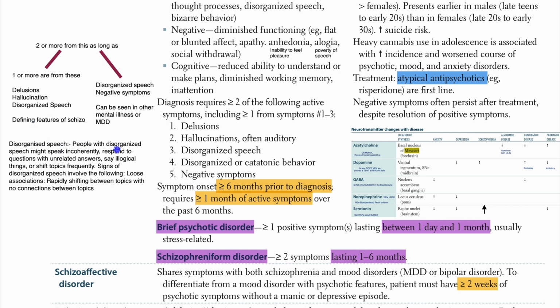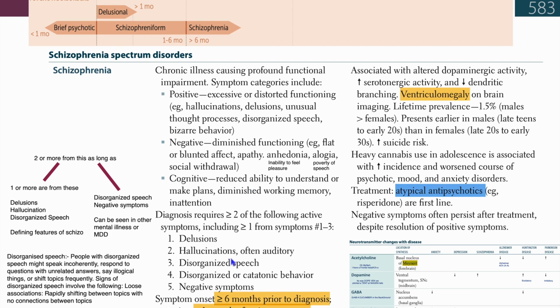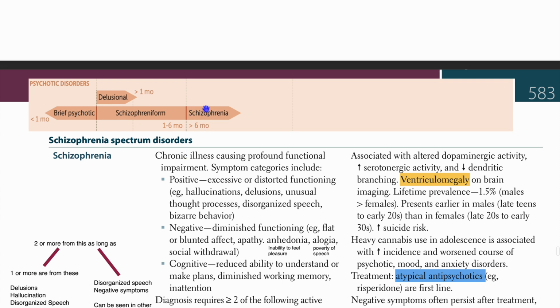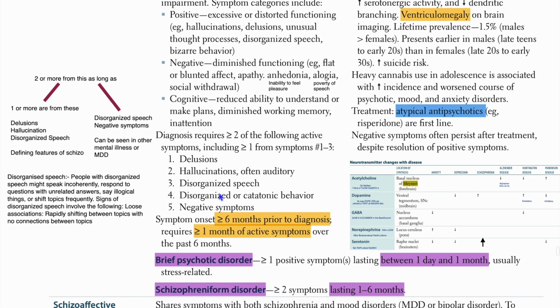What's disorganized speech? People with disorganized speech might speak incoherently, respond to questions with unrelated answers, say illogical things or shift topics frequently. Signs of disorganized speech involve the following: loose associations, rapidly shifting between topics with no connection between topics. Okay, so that's disorganized speech. So symptom onset is more than 6 months prior to diagnosis, and it requires more than 1 month of active symptoms, right? So for schizophrenia, that's more than 6 months. It has to have at least one or more month of active symptoms over the past 6 months, right? So active symptoms would be one of these.